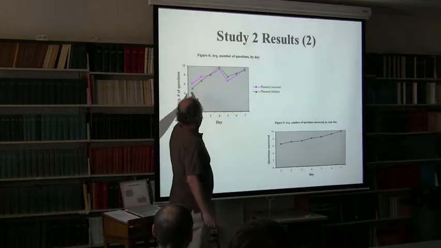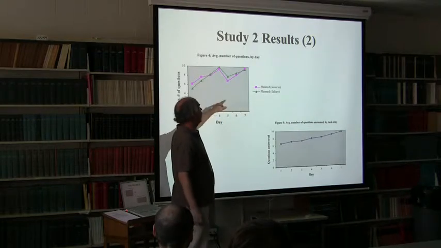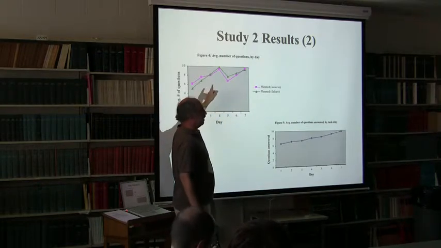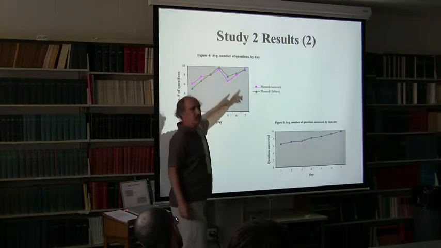This is the planned pattern of what you would do for each day. This is averaging the number of questions. And the main thing to take from this is that the people that succeeded and the people that didn't succeed, their plans look pretty similar.